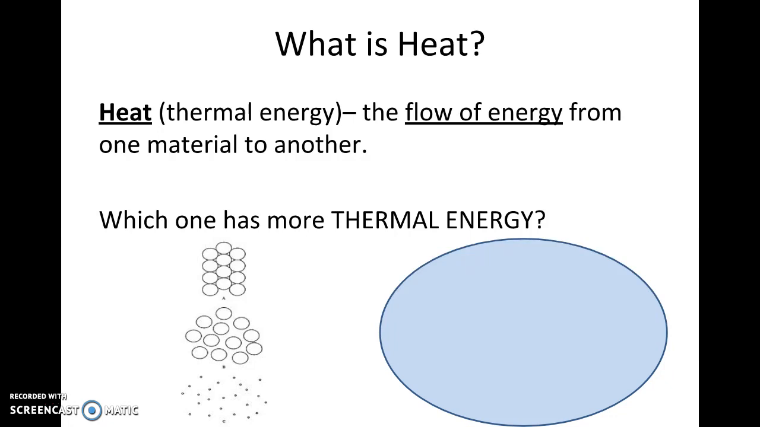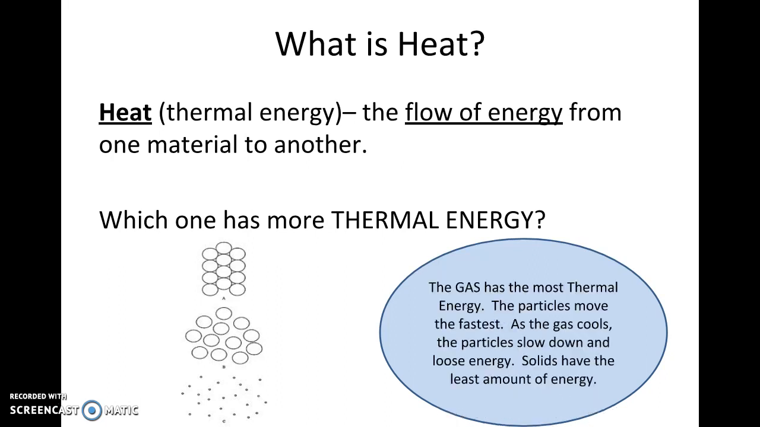Which one of these has more thermal energy? A, the solid, B, the liquid, or C, the gas? If you said the gas, you are correct. It has the most thermal energy because those particles are moving the fastest. The solid has the least amount of thermal energy because they are the closest together and only allowed to vibrate instead of move around each other.